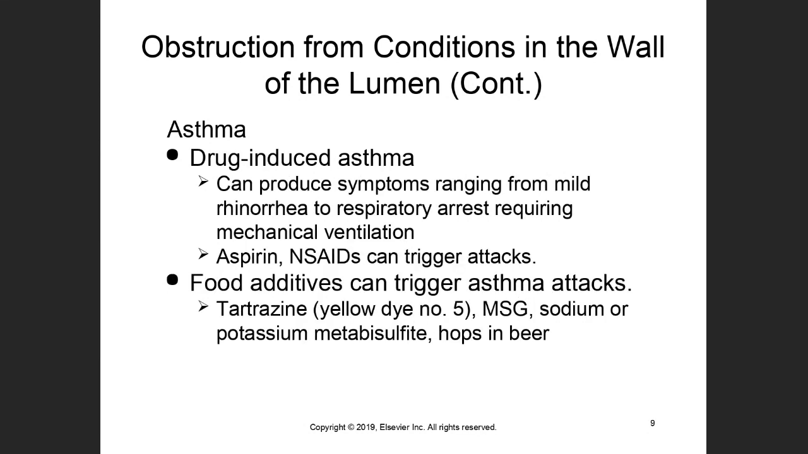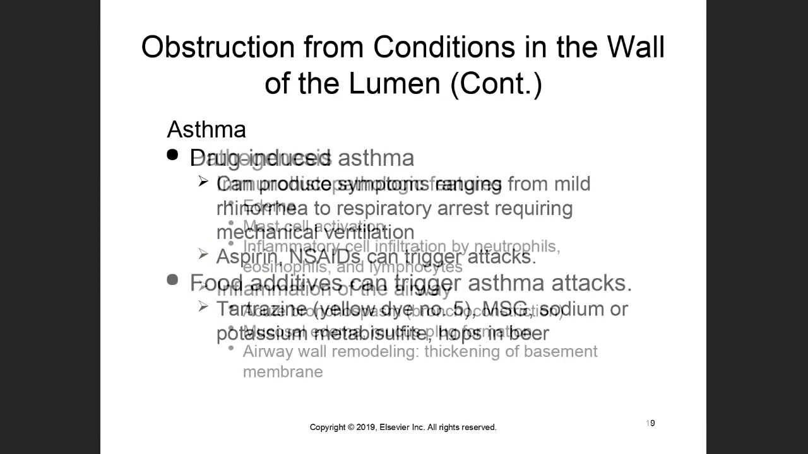Drug-induced asthma: there are some types of drugs that produce problems in the lungs, and the patient develops asthma symptoms, like aspirin and NSAIDs, especially aspirin, because there is aspirin-induced asthma. Food additives can also trigger asthma. Remember that asthma is always related to allergic reaction. Then there are some foods that produce allergic reactions.